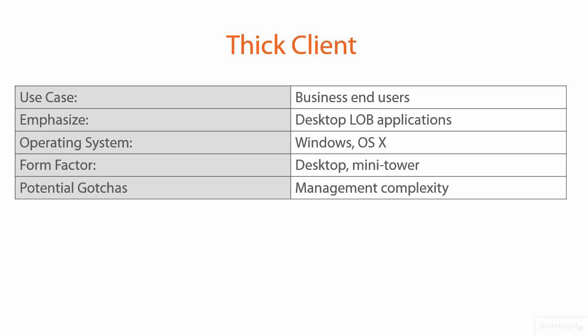It could be a particular web browser that you've standardized on. The idea here is that it's thick. The client device is thick because it has a lot of software on it. And that's really the chief gotcha with the thick client. It's management complexity. The form factor for these, generally you're going to go for the smallest case you can get away with, a mini tower or a desktop case. Operating system really depends upon what you've established in the IT department as your standard.